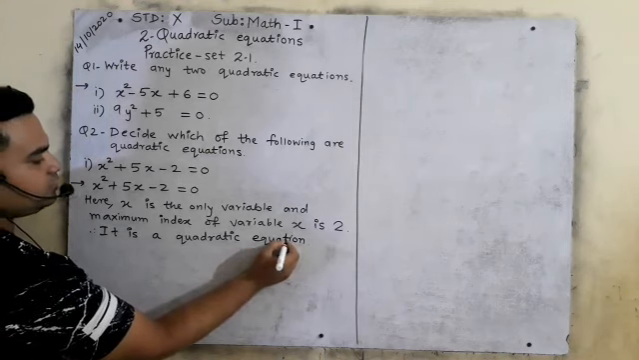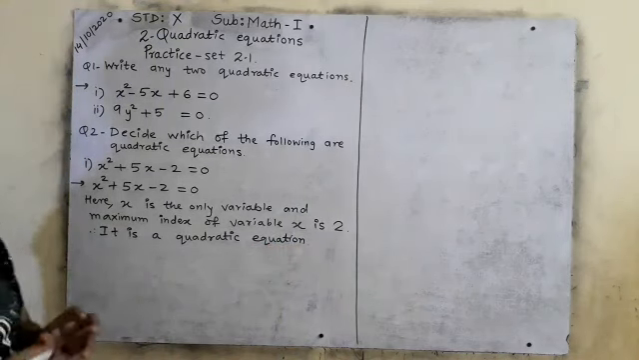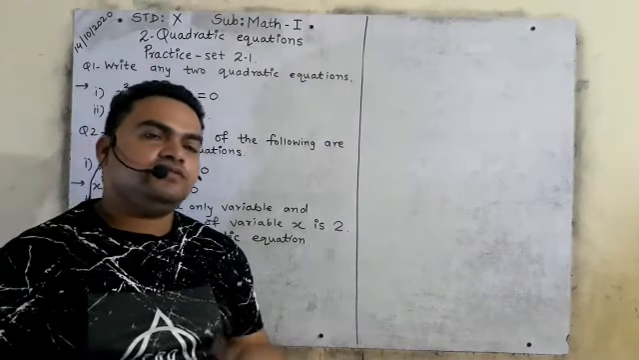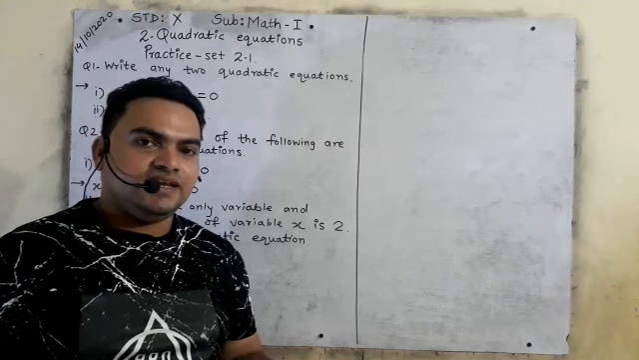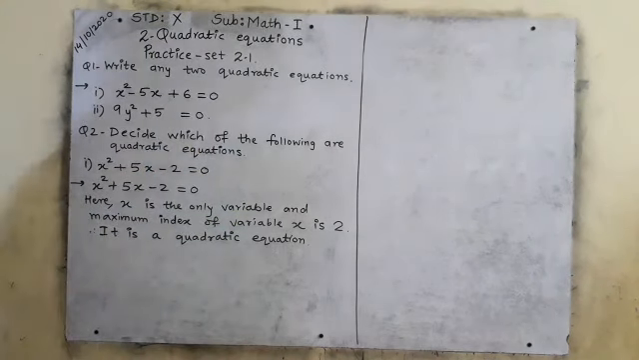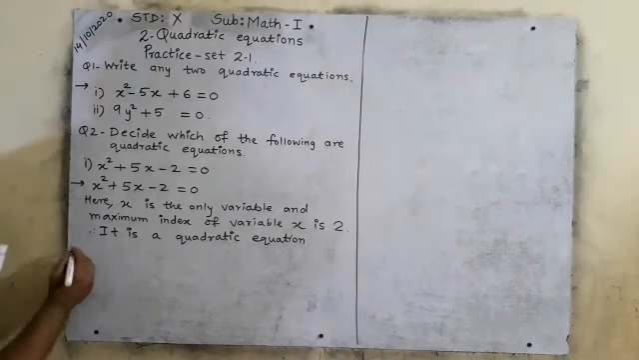I hope you understood. If the highest degree is not 2, it is not a quadratic equation. Is it clear? Now see the next question please. Like this only you will solve the rest of the questions. I will show you the main or difficult sums.